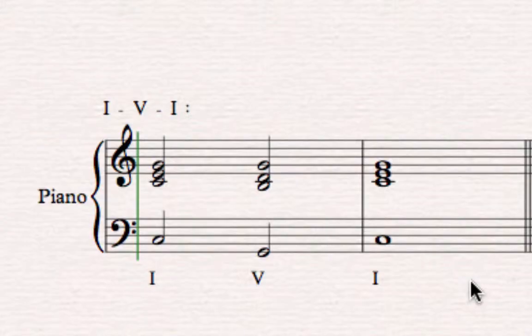Welcome to video 2. In this video, we will be talking about using inversions within the basic progressions which have been introduced to you in the last video. Let's start with the 1-5-1 progression. Right now, we are in the key of C. What you see here is a 1-5-1 progression written out in a grand staff to be played on the piano.